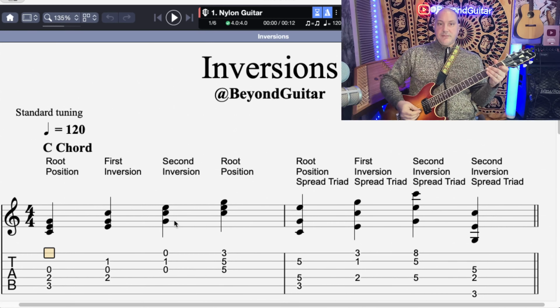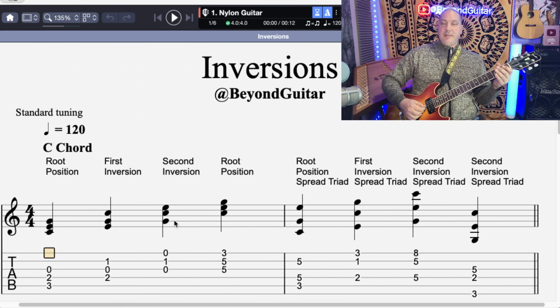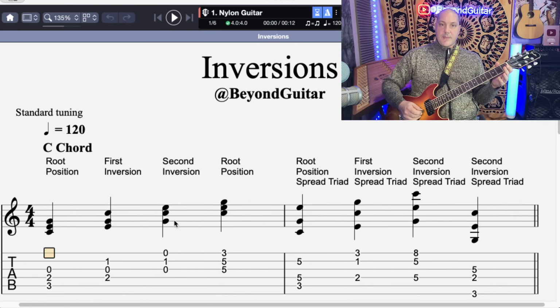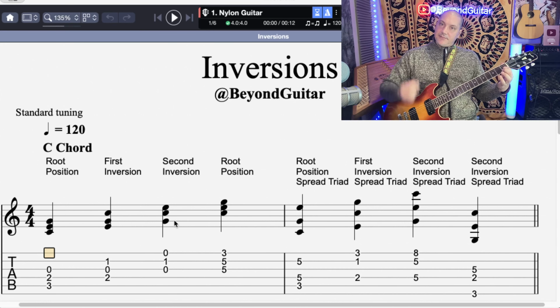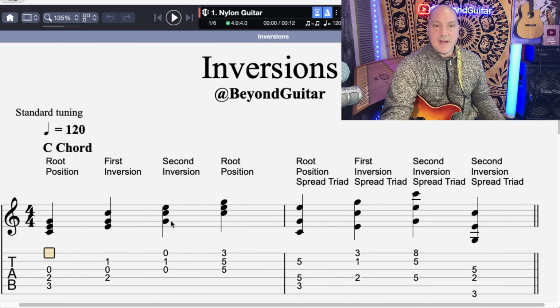Second inversion. All right, we have a G, we have a C, and we have an E. Let's go through it. Okay, so G is at the bottom. That's the fifth of the chord. The fifth is at the bottom. Then we have the root note next, which is C. And then we have E on the top. That's the third. This chord goes fifth, root, third. As you can tell, the G is at the bottom, and that's what makes it second inversion.